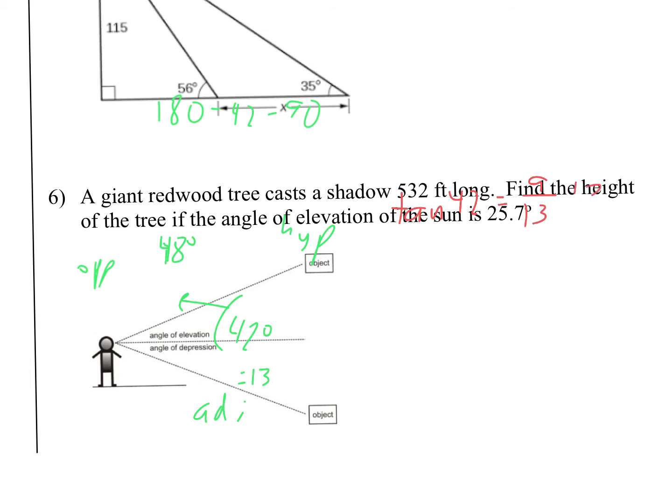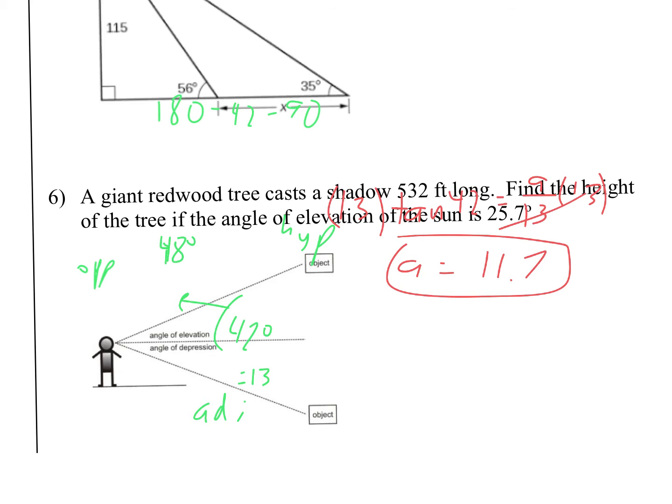So tangent of 42 equals A over 13, which is our B value. So we'll multiply the 13 over the other side. So we just have A is 13 times tan 42. 13 tan 42, and that gives me 11.7.